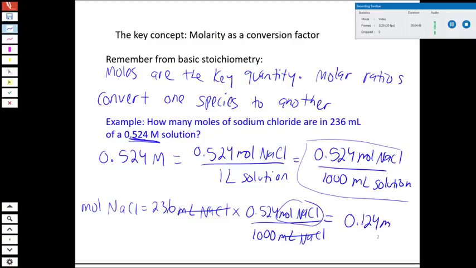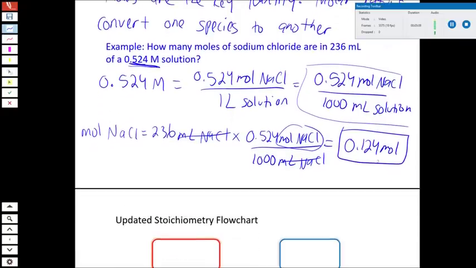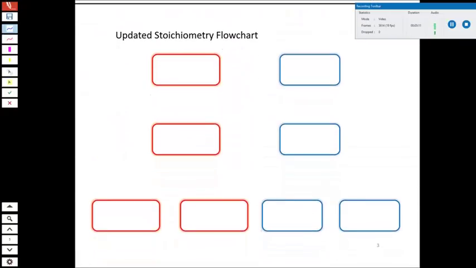So this step is what we're going to be using again and again in these solution stoichiometry problems. We're going to have a volume of a solution, we're going to have its molarity, and we're going to use the product of the two to determine how many moles of that solute we have, which is going to be participating in some sort of a chemical reaction like we've been learning about. So that's really the only additional step, and so that allows us to then update our stoichiometry flow chart.